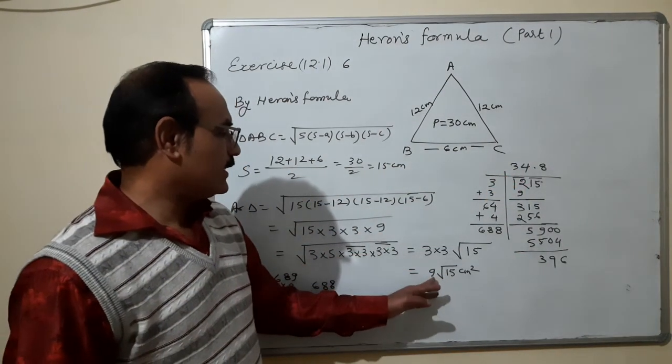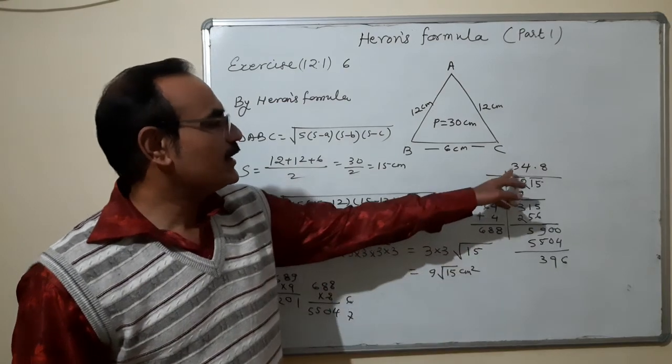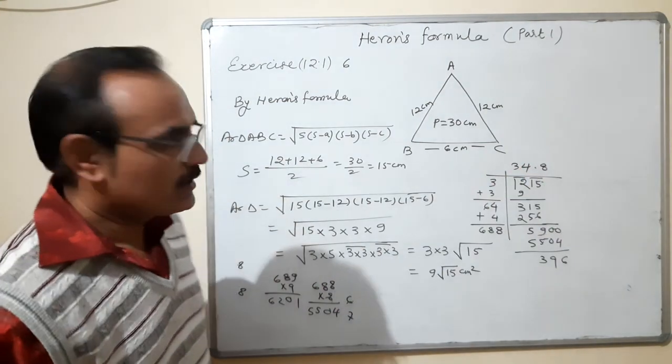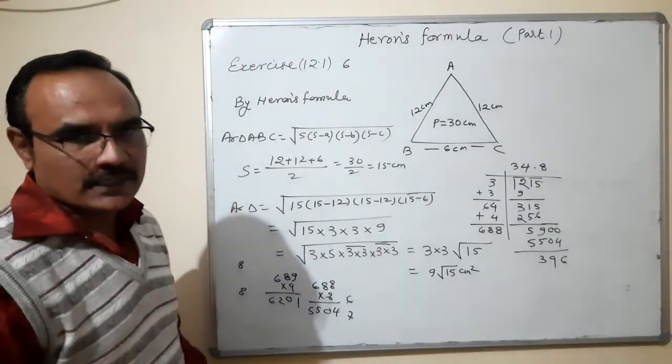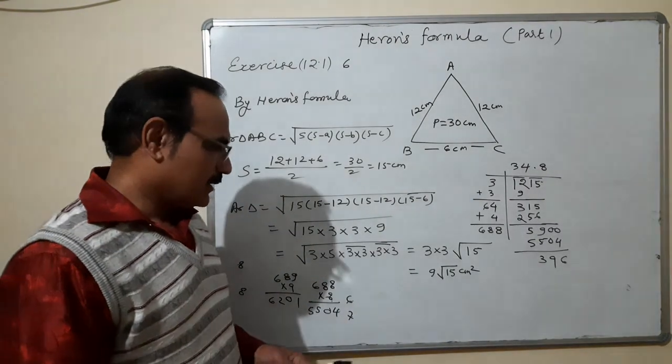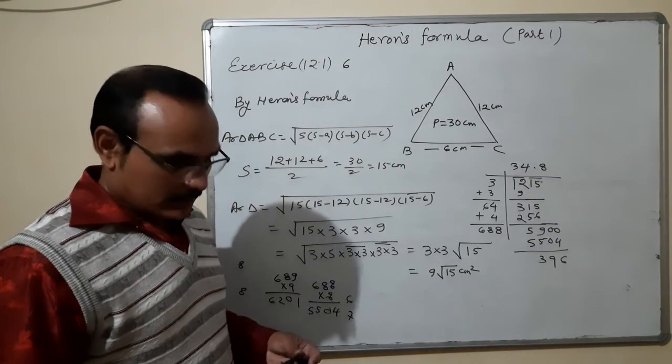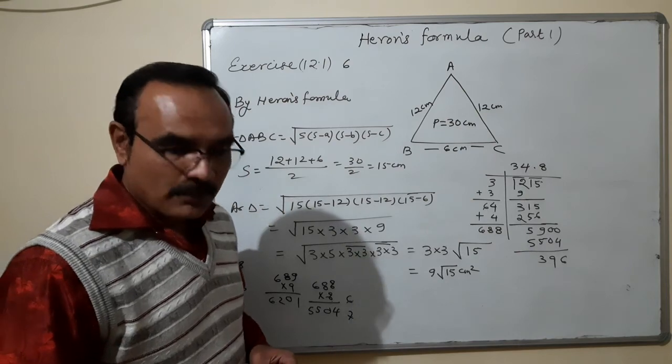So you can write here either 9 under root 15 or 34.8 centimeter square. Both the answers are correct and both the methods are correct. Right? So this is the end of exercise 12.1.